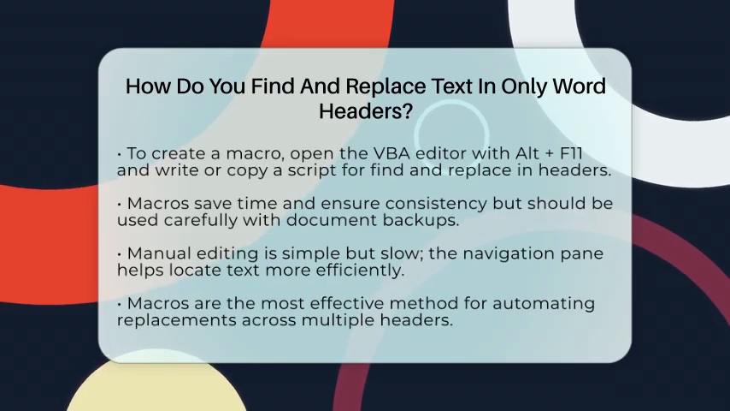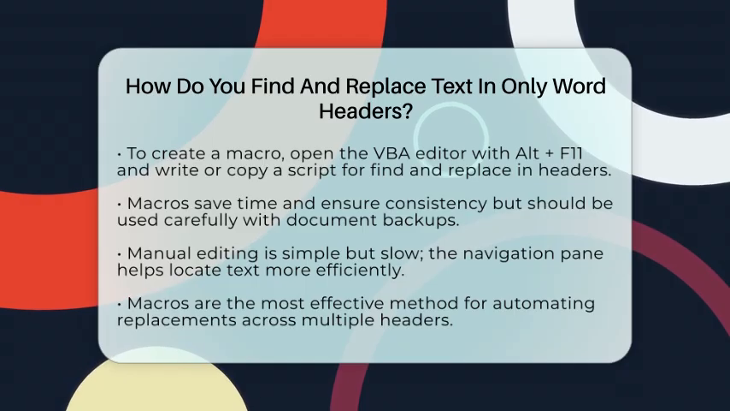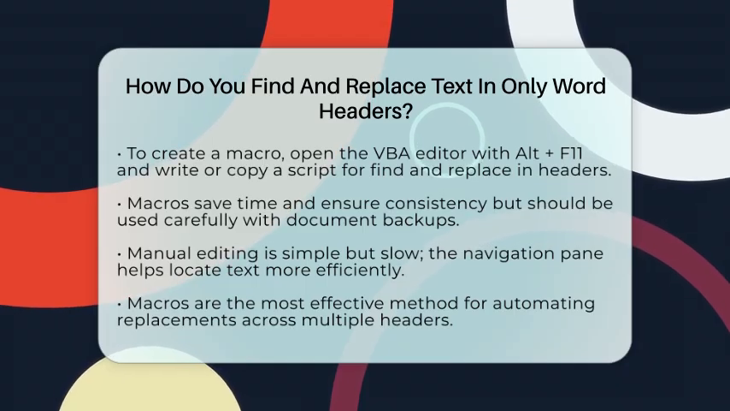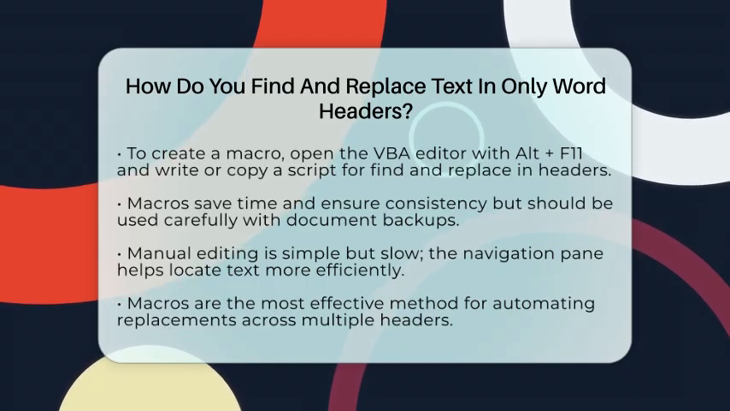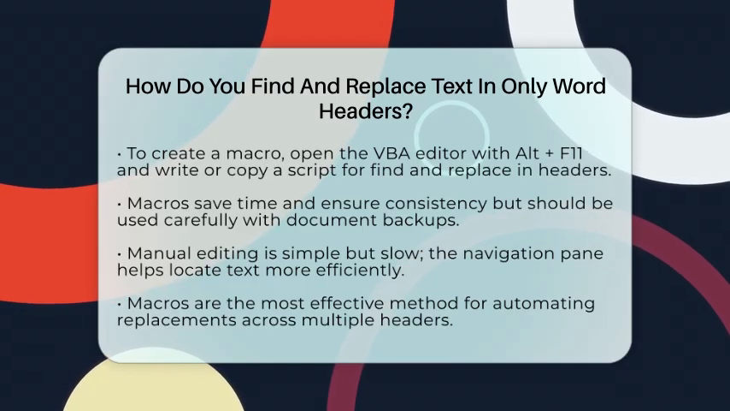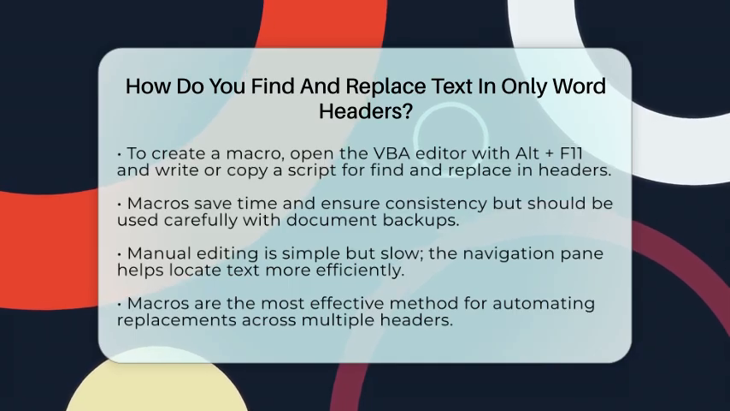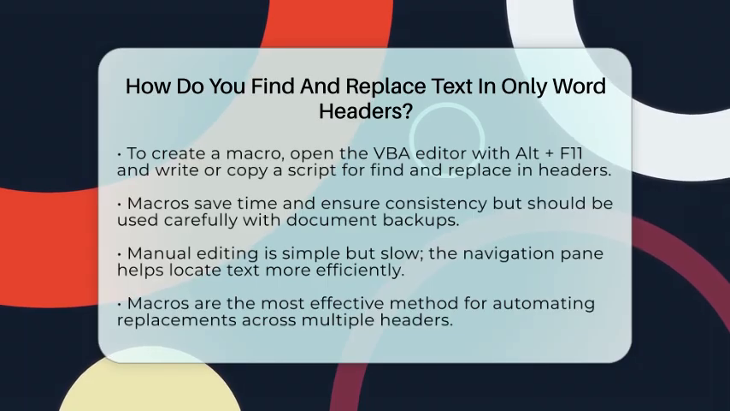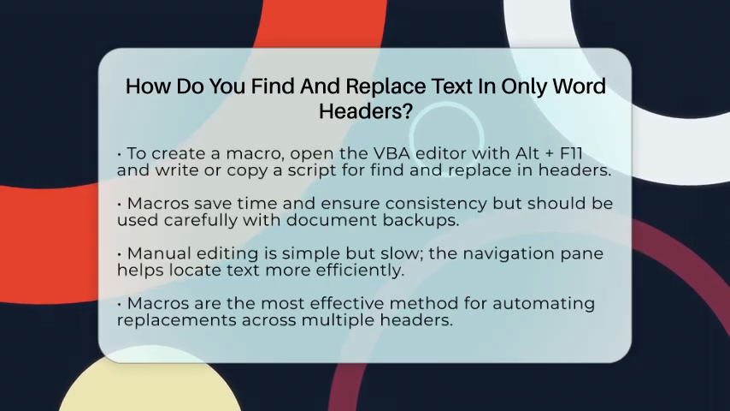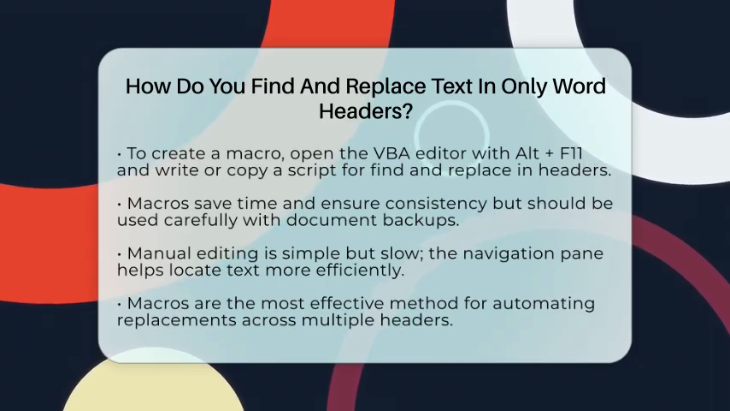In summary, manually editing headers one by one is simple but slow. Using the Find feature with the navigation pane helps locate text, and macros provide the most efficient way to replace text across multiple headers automatically. Knowing these options can make your editing process much smoother and more precise.